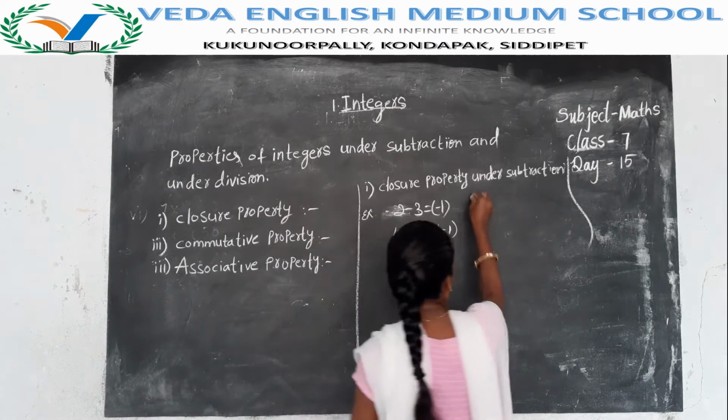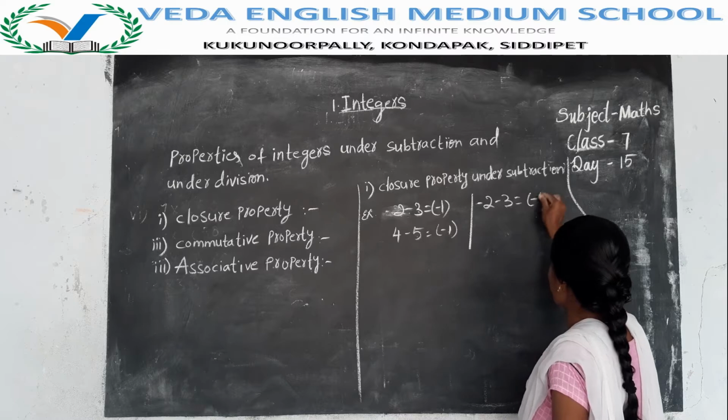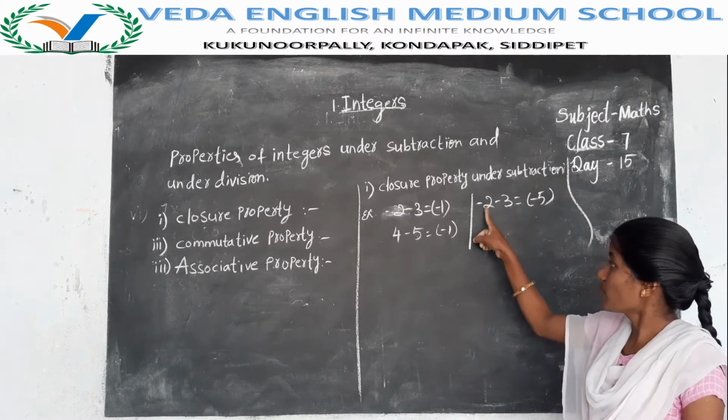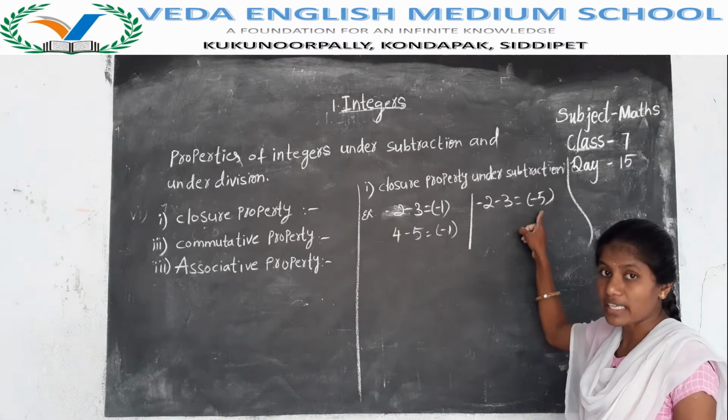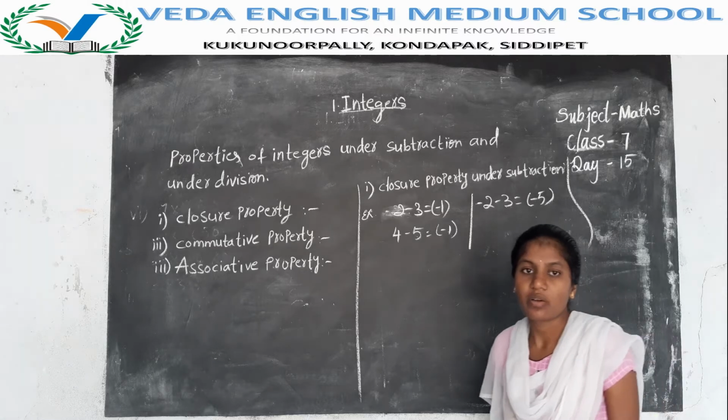Then take like this also: -5 minus -2 gives -3 as the answer. So if you subtract any two integers, their difference is also an integer. So closure property under subtraction is possible.